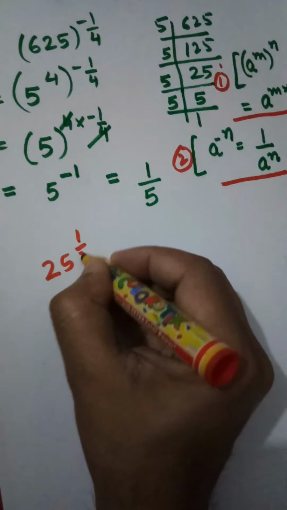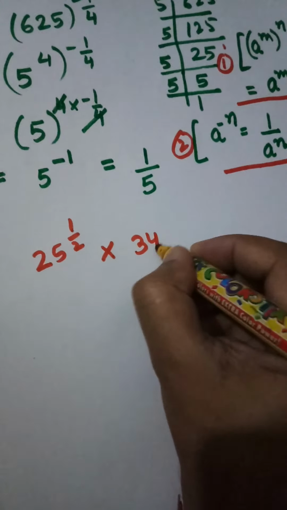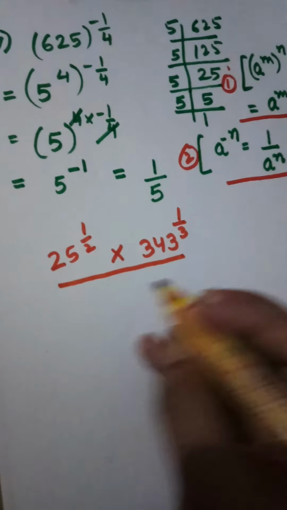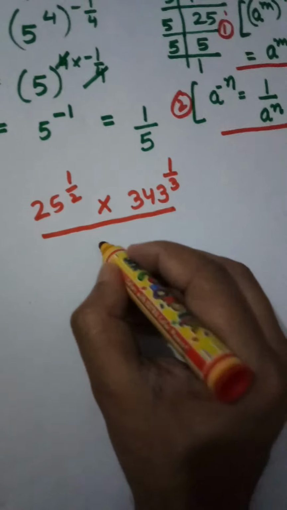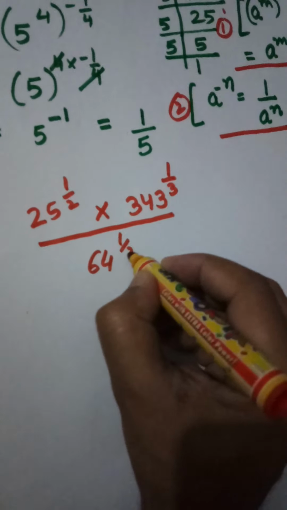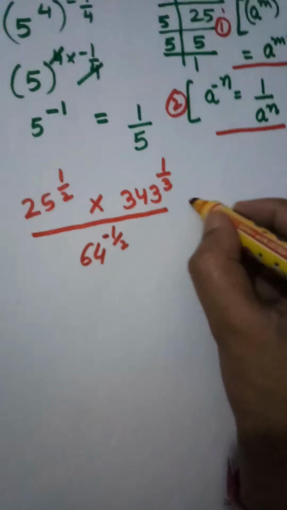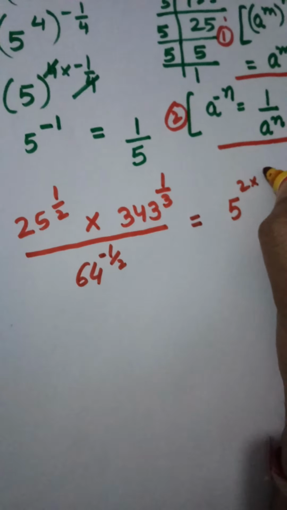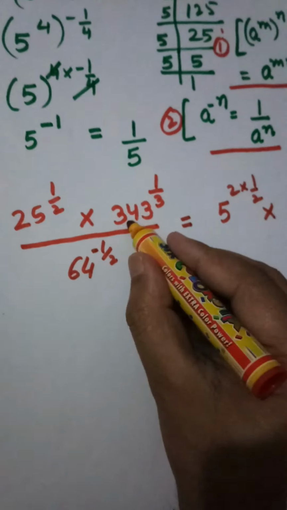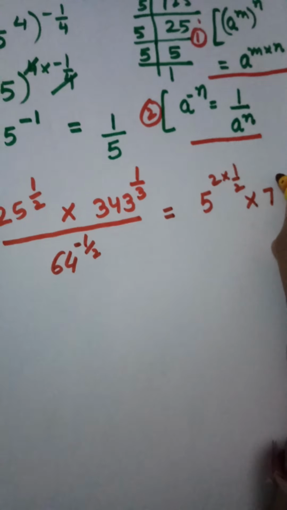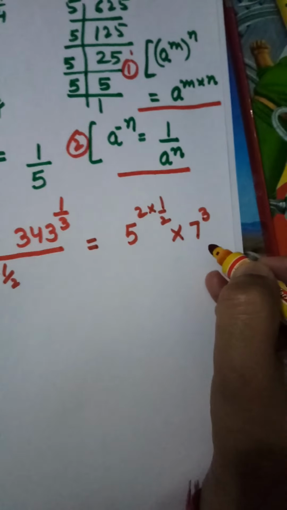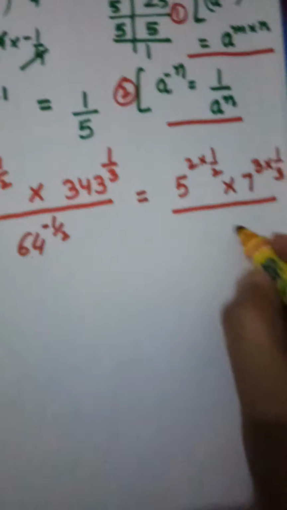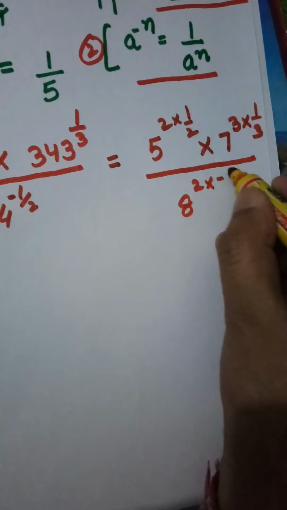25 raised to power half into 343 raised to power 1 upon 3, and upon 64 raised to power half, and that is in negative. Again, it is so easy to do. How can you write 25? It can be written as 5 raised to power 2 into half. How can you write 343? 7 into 7 into 7. How many times 7? 3 times. And into 1 upon 3. And upon 64, 8 raised to power 2 into minus half.